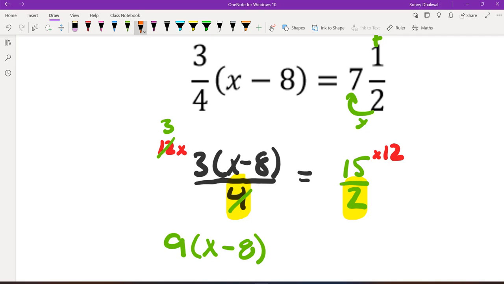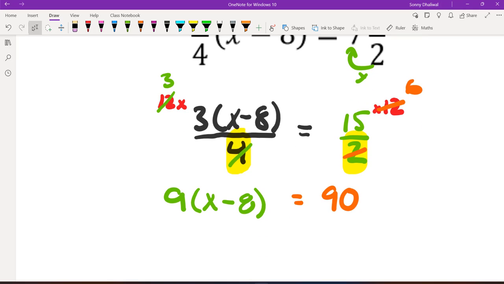Now the other side. How many times does 2 fit into 12? Not 11 times. Not 7 times either. 6. So we're left with 15 times 6, which is 90. Okay. So now the fractions are gone.